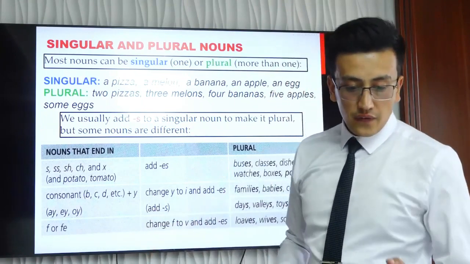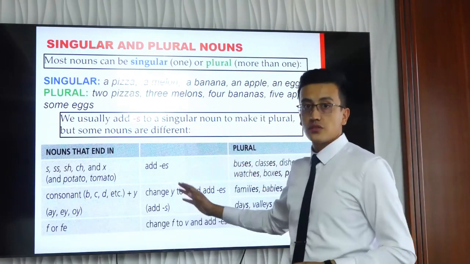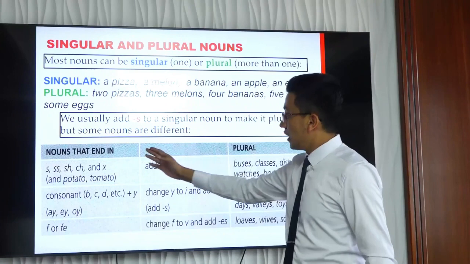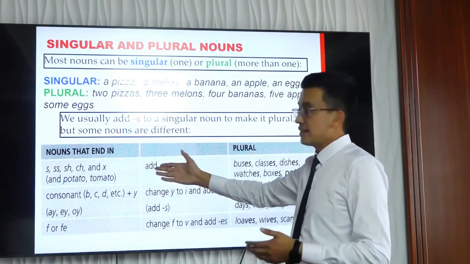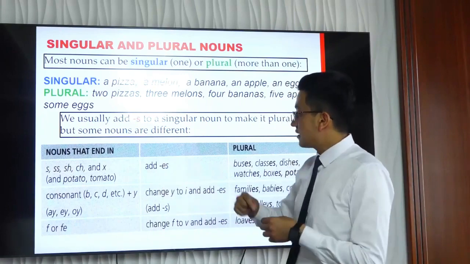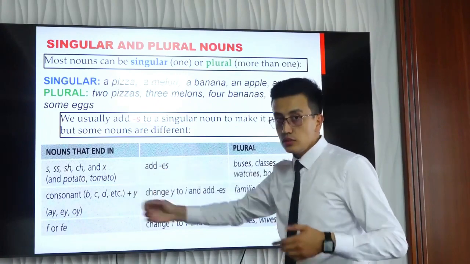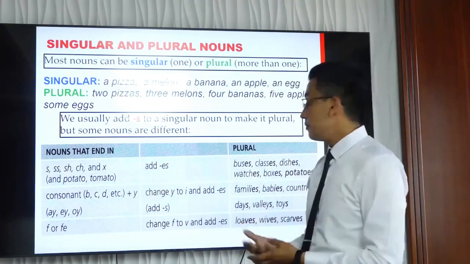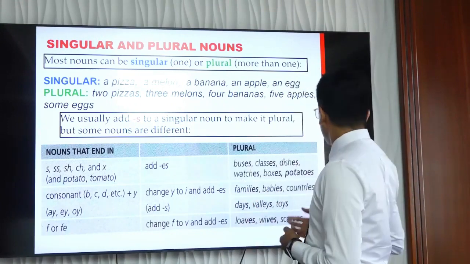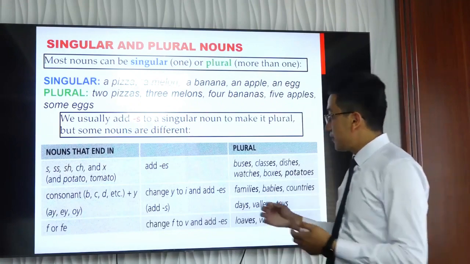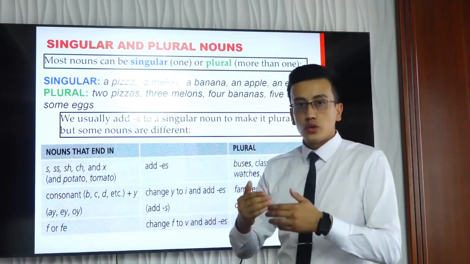And for example, look here, we have a table and we have several additions for the word root. If your noun ends with S, SS, CH, SH, and X, you should add at the end of the word the suffix ES. For example, this is a potato. You can count them, and if they are many, you can use the ES suffix, like potatoes.